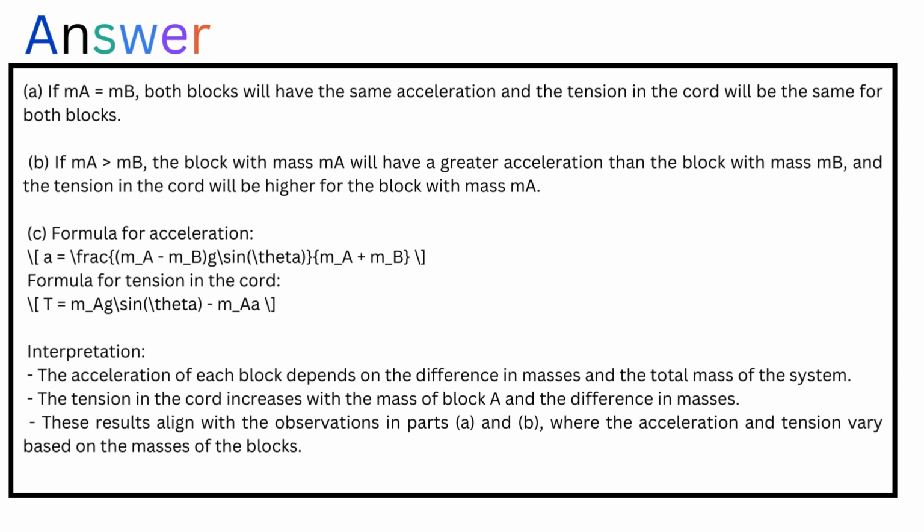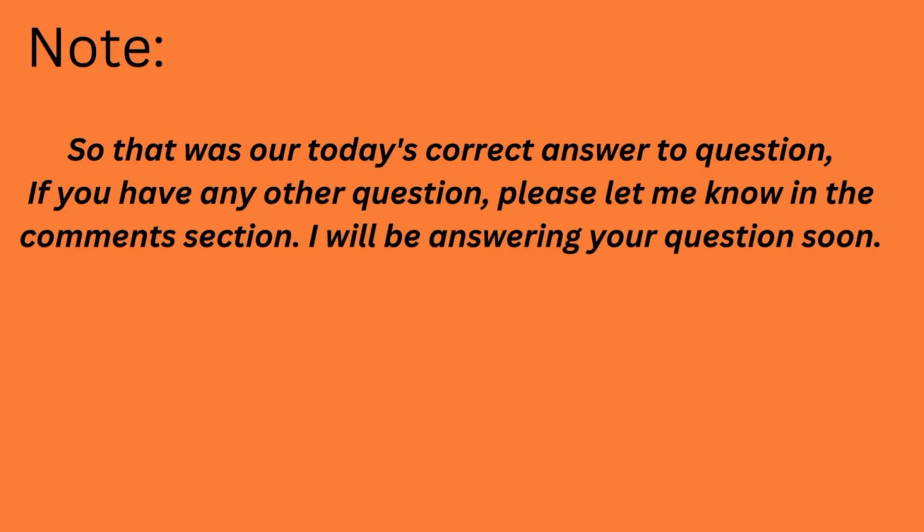Interpretation: the acceleration of each block depends on the difference in masses and the total mass of the system. The tension in the cord increases with the mass of block A and the difference in masses. These results align with the observations in parts A and B, where the acceleration and tension vary based on the masses of the blocks. So that was our today's correct answer to the question.